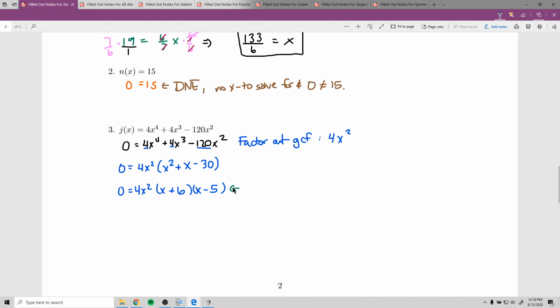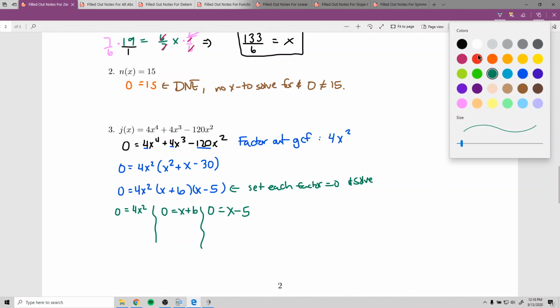And now we have it set equal to 0, which automatically happens the way the problems are. So set each factor equal to 0 and solve it. We got 0 equals 4x squared, the thing in front, 0 equals x plus 6, and 0 equals x minus 5.